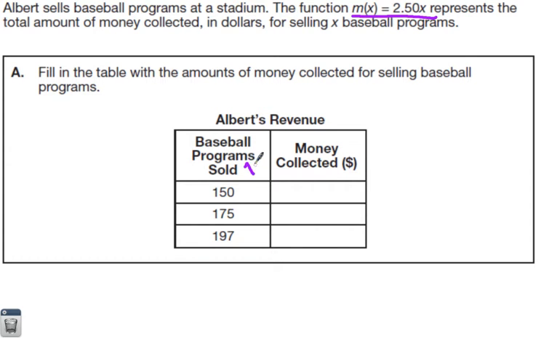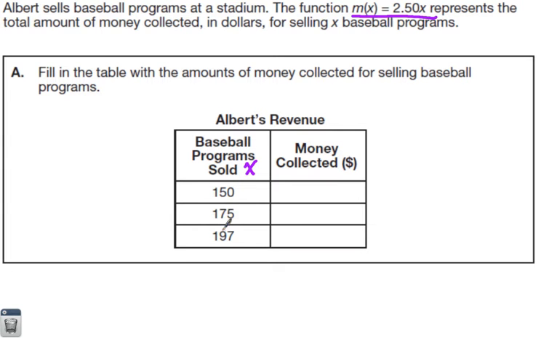So this would be like X, okay? And this column would be like the M of X, the money collected. And so again, that function just kind of says that the amount of money collected will be equal to 2.50 times the number of baseball programs sold. So all they want you to do in part A is fill out the table based on the function equation.